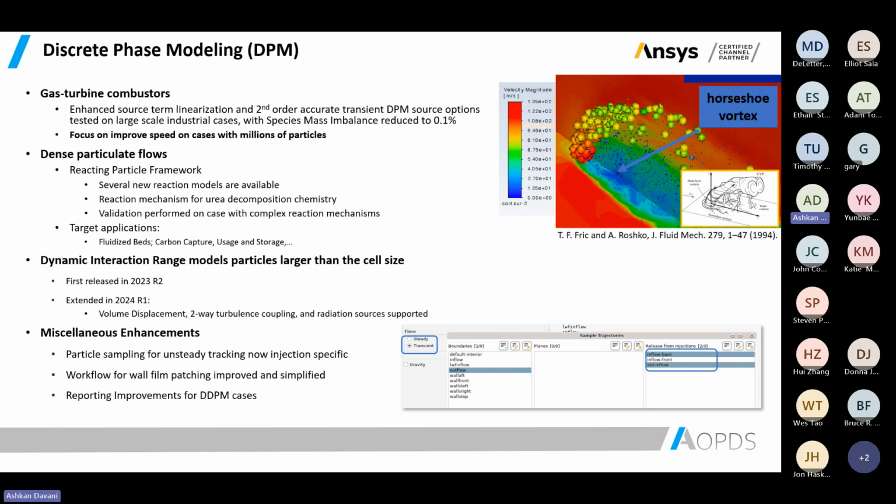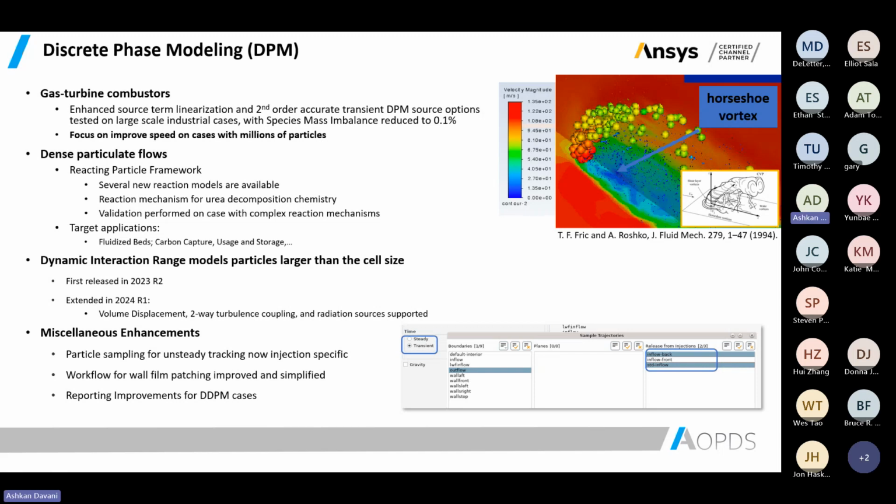The reaction mechanism for urea decomposition chemistry, for example, is not part of the package, and there are a lot of validations for all of these with complex reaction mechanisms. The dynamic interaction range model, for particulate larger than the cell size, is now available. It was first released in 2023 R2, but in 2024 R1 you can also use the volume displacement and two-way turbulence coupling, and include the radiation source as well.